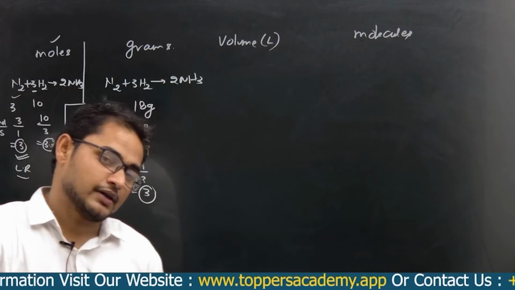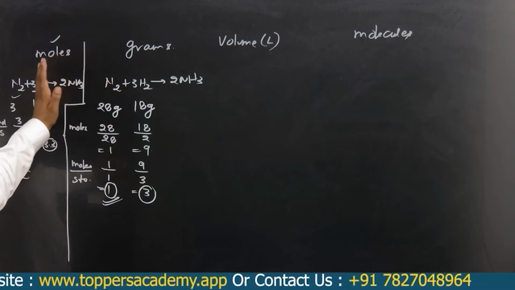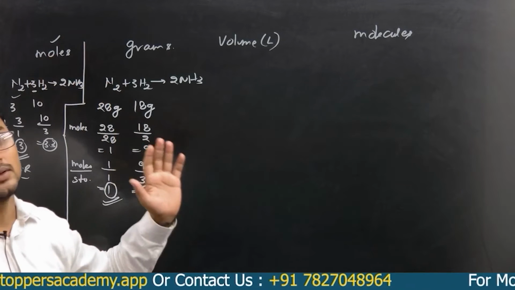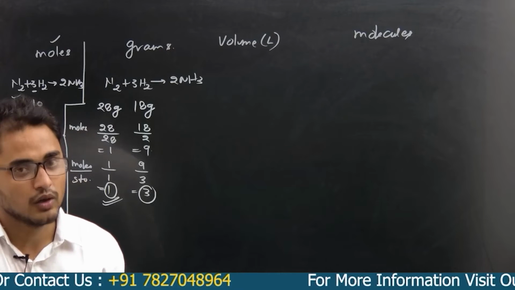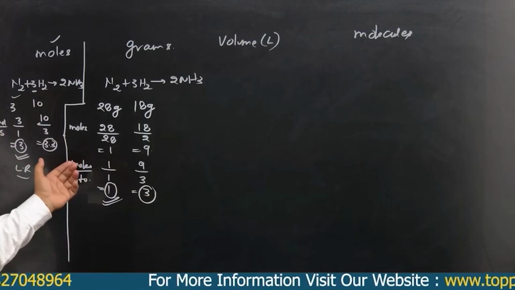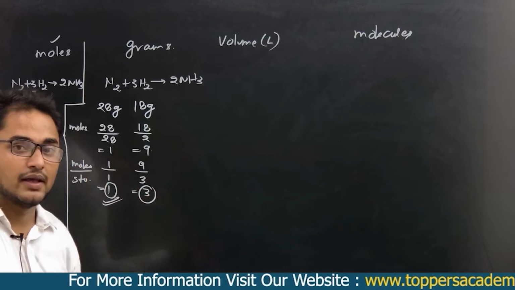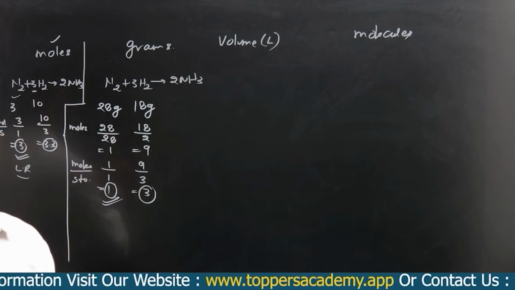In this case, if the amount in grams is given, then first of all we divide the amount in grams by molecular mass and find the number of moles of reactants. Then we find the value of moles upon stoichiometry, and then we will be able to know which reactant is the limiting reagent.